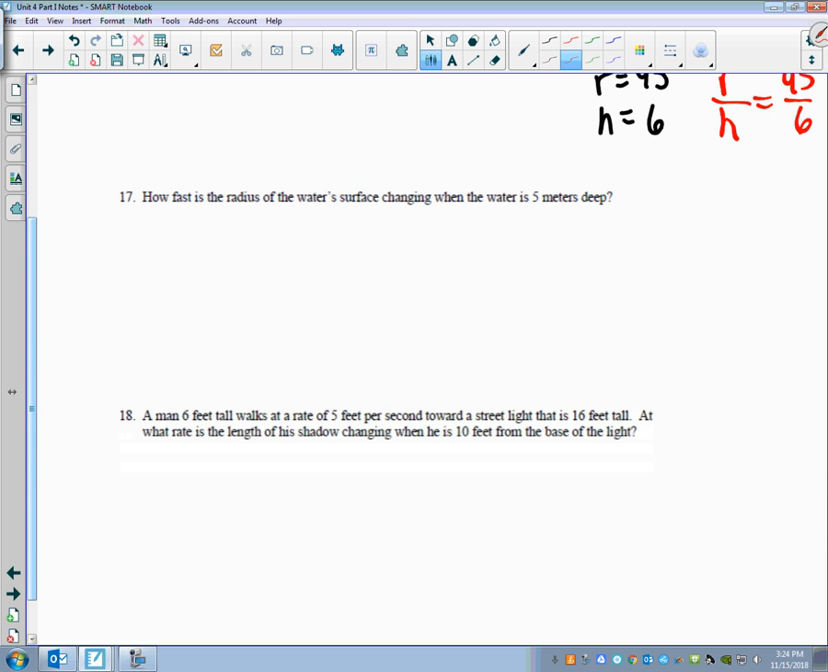And then you have to do 16 in order to be able to look at 17. But again, how fast is the surface area of the water changing? How fast is the radius of the water surface? So the radius of the water surface is not surface area. The water surface is just a circle, right? So you're just going to use pi r squared, right? Where's this coming from?